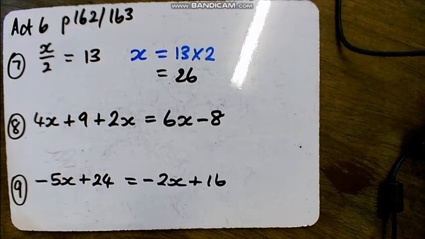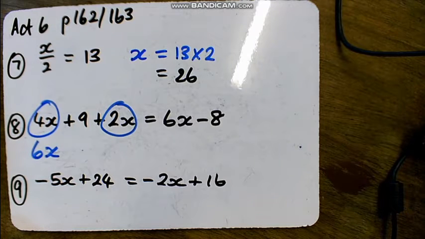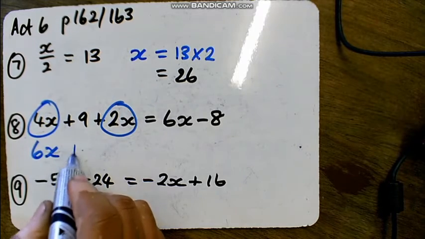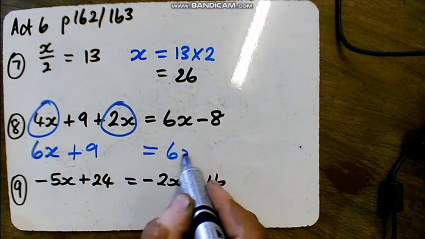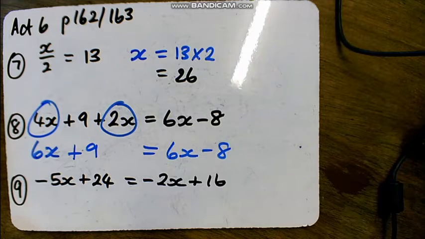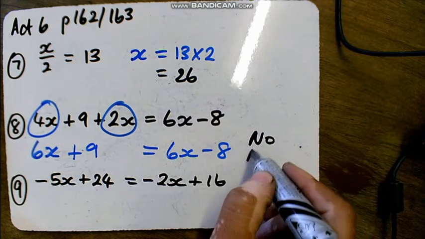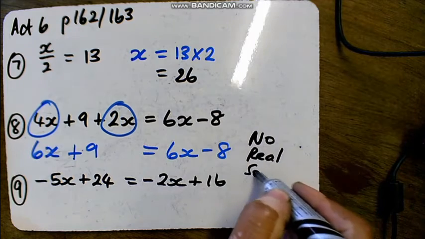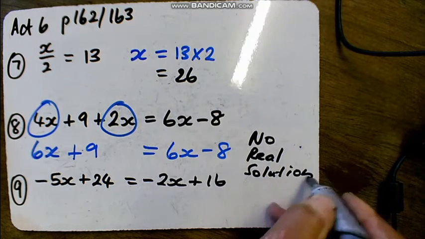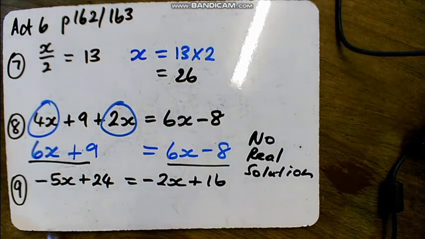Add up 4x and 2x. 4x plus 2x will give you how much? Right, so we can see that 4x and 2x will give us 6x. We also have 6x on the right hand side. So class, we got 6x plus 9. This side we got 6x minus 8. Is the left equaling the right? No. No real solution. Right, this equation cannot be solved because the left does not equal the right.